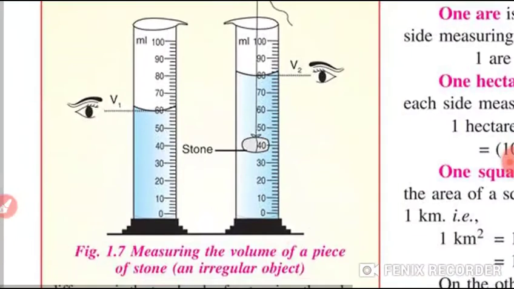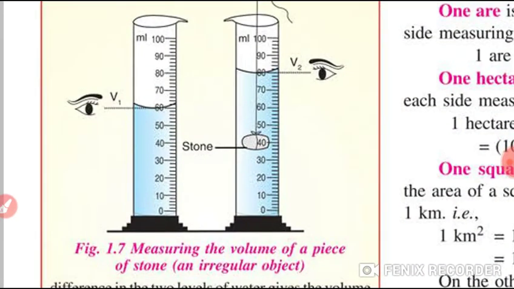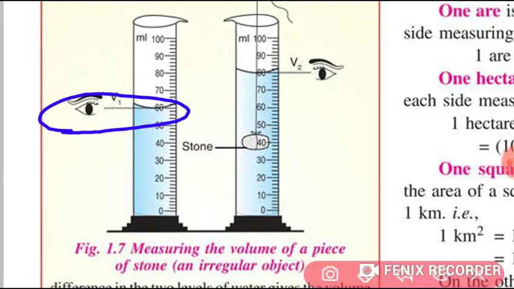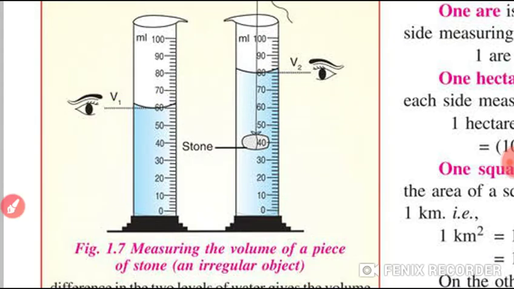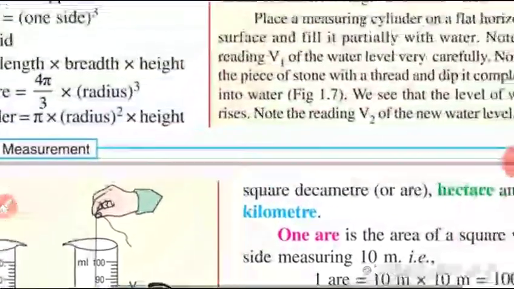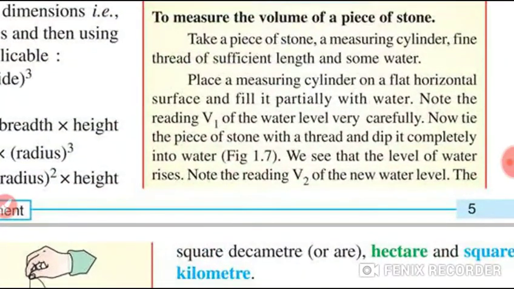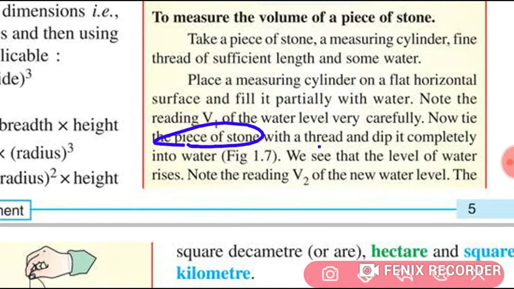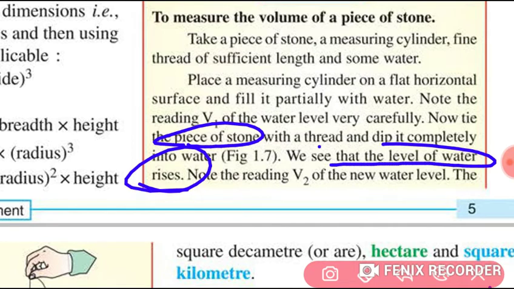Listen, I will show you the diagram. Here we have looked at the lower level of the water by keeping the eyes just straight, and we mark it as V1. Now we will tie a piece of stone with a thread and dip it completely into that water. What will happen? We will see that the level of water rises.